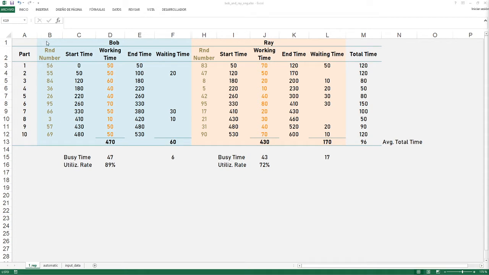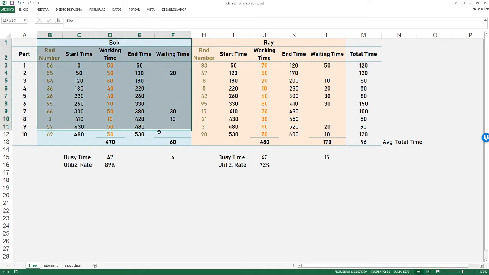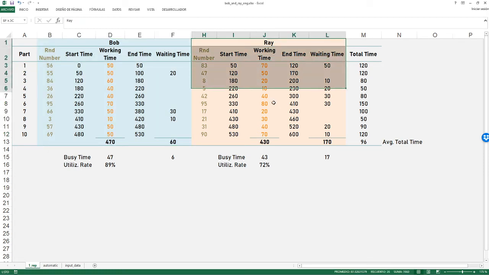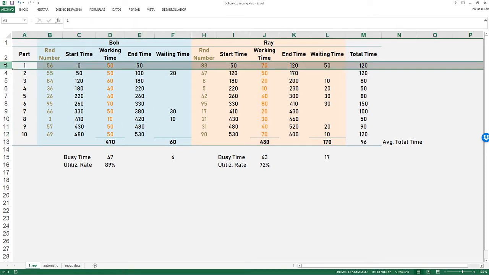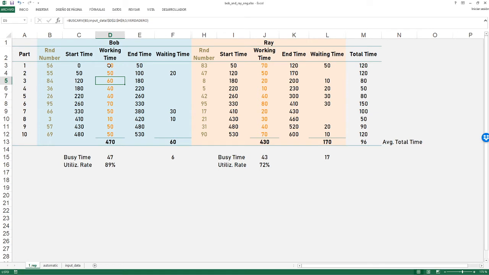Okay? And we have in blue information related to Bob, our first stage, and we have in brown information for Ray. I'm going to focus first on these orange numbers, and then I will explain the rest. So let's take a look at this first part. We know that it takes some time that differs from Bob to Ray and from part to part to produce every single part. So let's imagine for a moment, I'll explain that later, that it took 50 seconds for Bob to work on that first part.